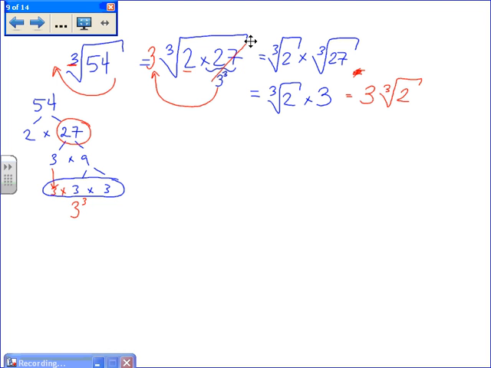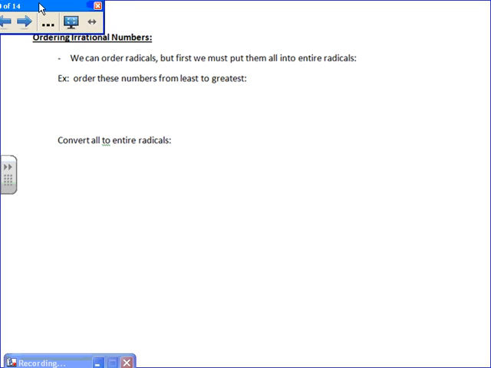I'm going to look at one last section here, so stick with me for a moment, and then I'd like you to try some of these for yourself on your worksheet. The last thing that we are asked to do in Math 10 is, if I'm given a whole bunch of numbers and they're a mixture of mixed radicals and entire radicals, I can put them in order if I was asked to order them, but I do need to be able to compare them. So we can order radicals.